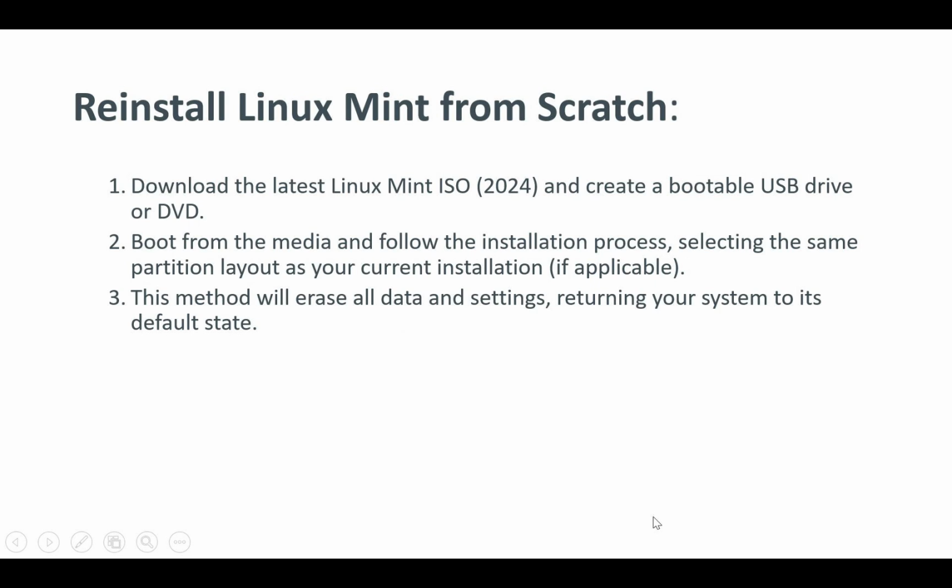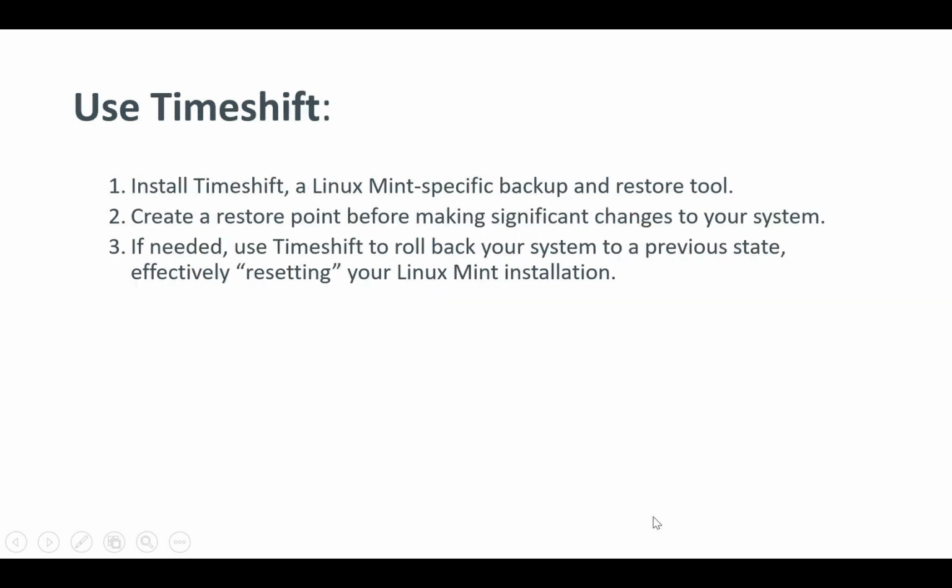Boot from the media and follow the installation process, selecting the same partition layout as your current installation if applicable. This method will erase all data and settings, returning your system to its default state, so make sure to back up before doing anything. If you want to back up, you can use TimeShift, which is a Linux Mint specific backup and restore tool.